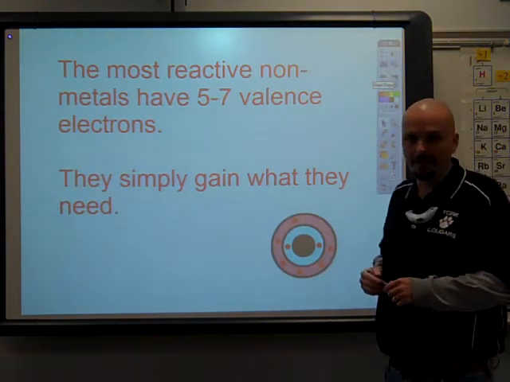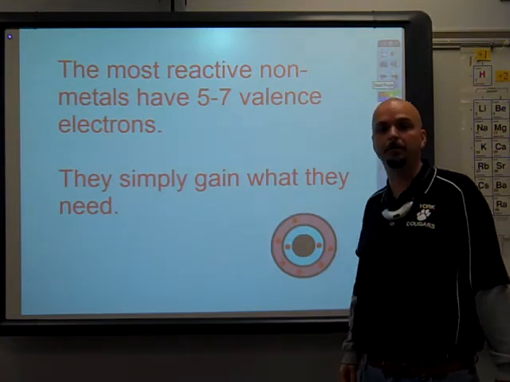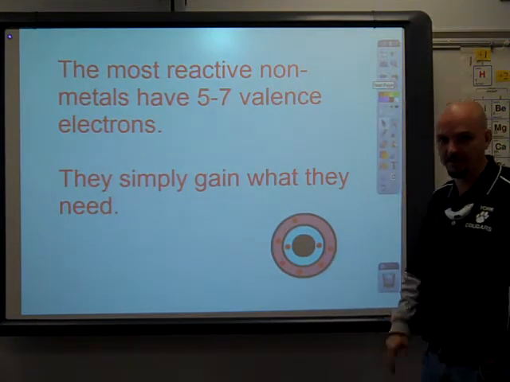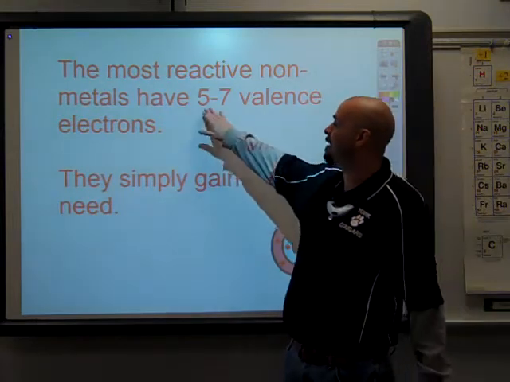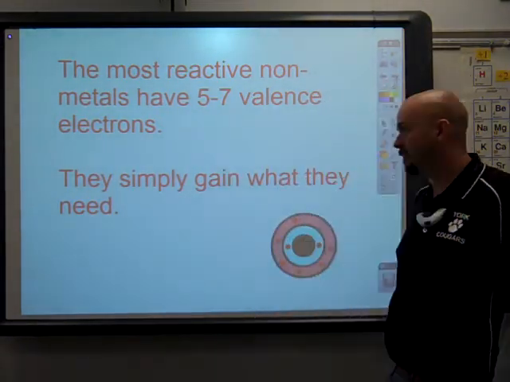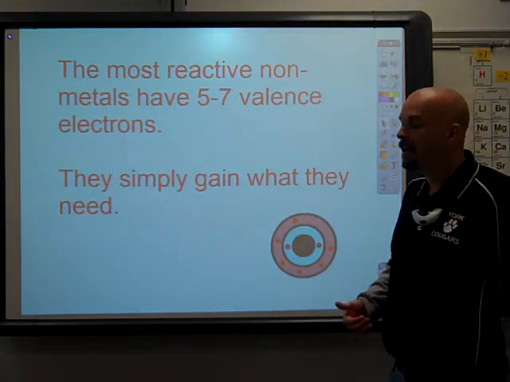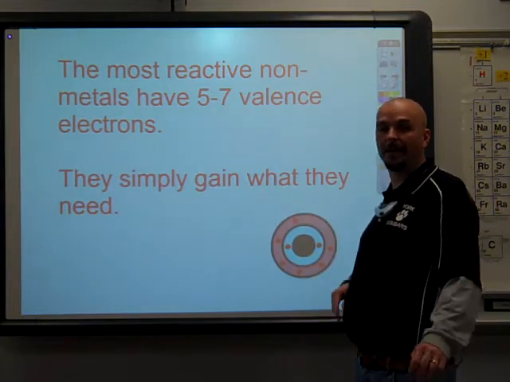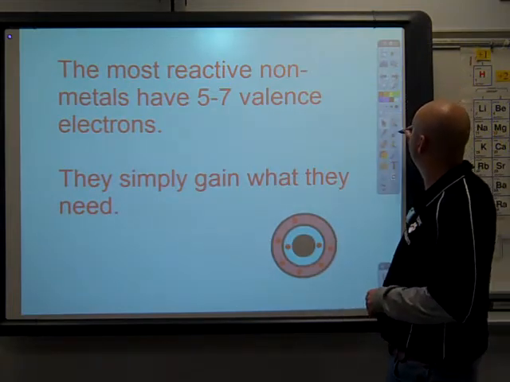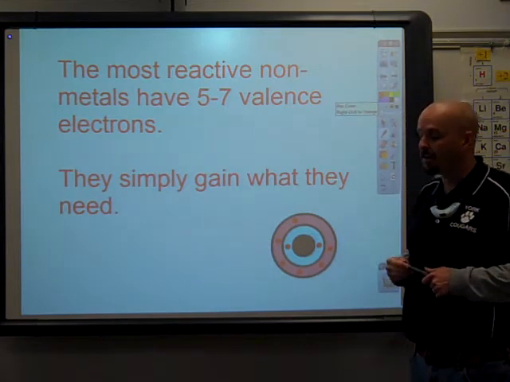For the nonmetals, we're dealing with 5 through 7 valence electrons. The most reactive nonmetals are in groups 15, 16, and 17. 15 would have 5, 16 would have 6, 17 would have 7 valence electrons. They're over halfway to that octet. They can gain what they need in order to become stable. And that's exactly what they're going to do. They're going to gain enough electrons to become stable.